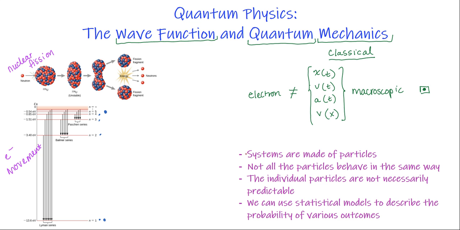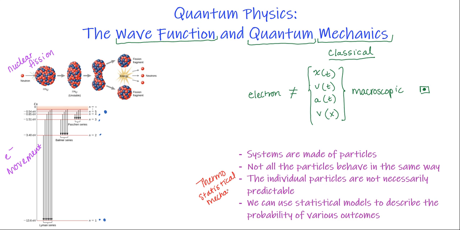Well, one of the things that seems the most obvious is that systems are made of particles. And we've already talked about actually all of these things when we studied thermodynamics. If you think back to thermodynamics, one of the things that we had to do in that area of study was look at something that was called statistical mechanics.